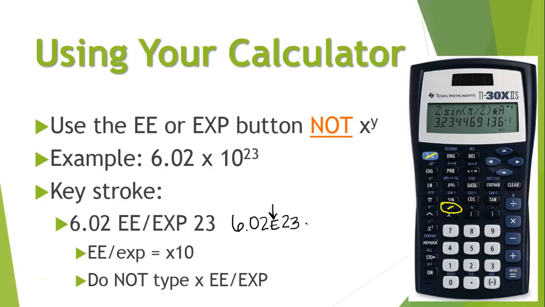Now when you give me numbers back as answers, you're not going to keep it as E. This E is equal to times 10. You just have to remember that's how we are using it. Again, if you have any questions on how to use your calculator when you do this, please ask.